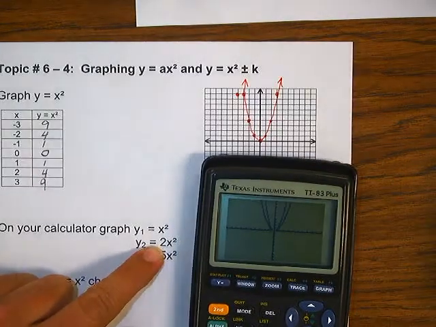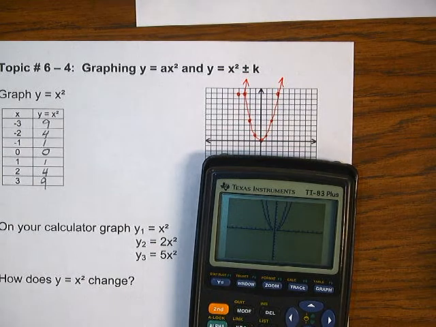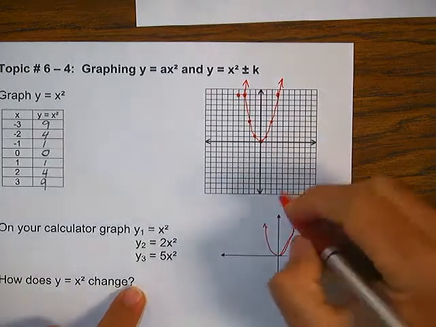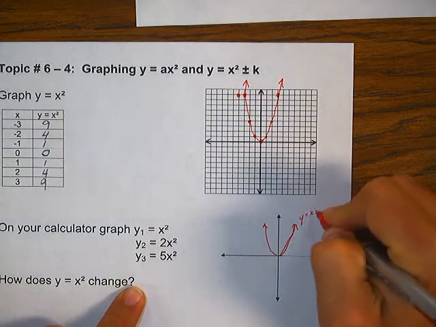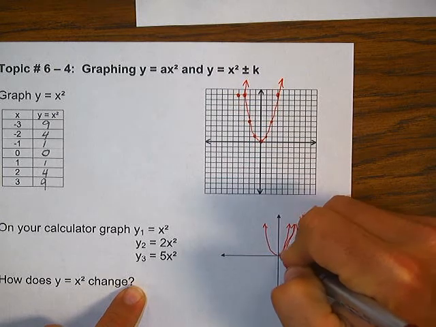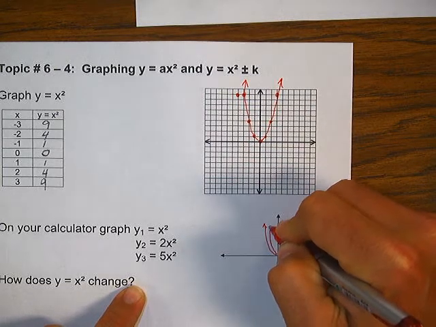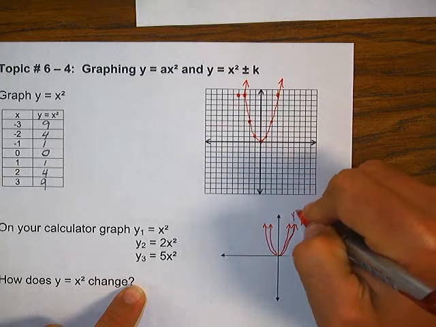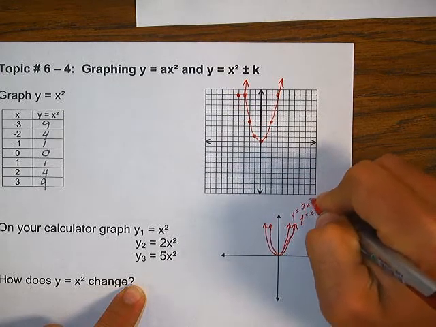That's the second one. What happened? It got more narrow. So that's y equals x squared, and the second one is more narrow. So that's y equals 2x squared.